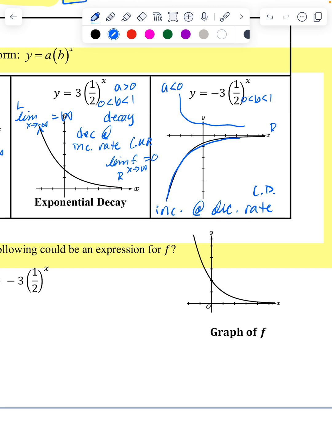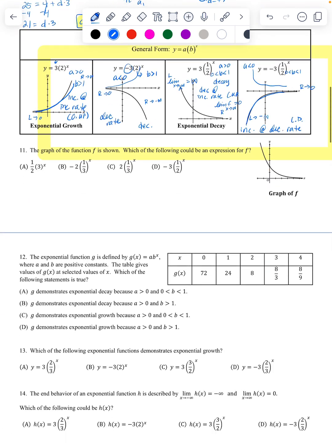This is my right end. My right end, or the limit as x goes to infinity, or as x increases without bound, is going towards 0. And here, my left end, or as x decreases without bound, or limit as x goes to negative infinity, that's going down, so that will approach negative infinity. Those are all the things you have to know and feel confident about.